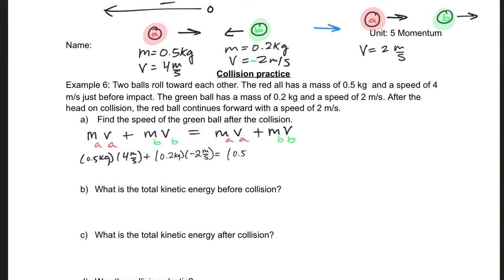And then the mass of A is 0.5 kilograms, times the final velocity of A, which as we said before is 2 meters per second. Since it's going forward, that means it's still going in the direction that it originally was going in, so it's positive 2, plus the mass of ball B, which is 0.2 kilograms, times the velocity of B. So we are trying to find the velocity of B. All I did was plug in everything. Now I'm just going to algebraically solve for it. So whenever I algebraically solve for it, what do I get? Take some time to solve for that.